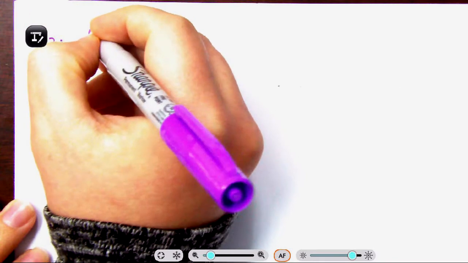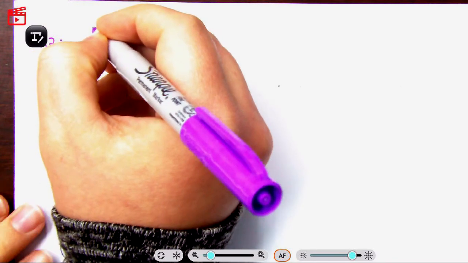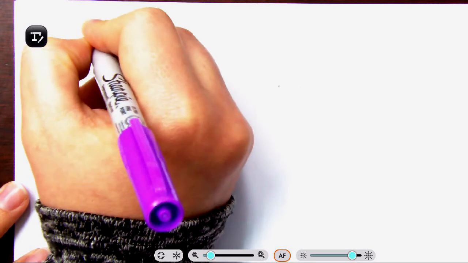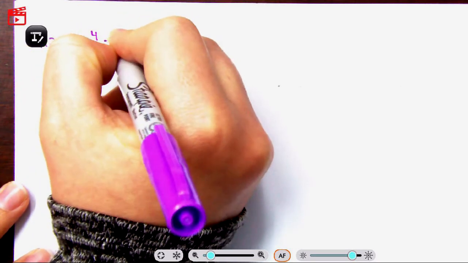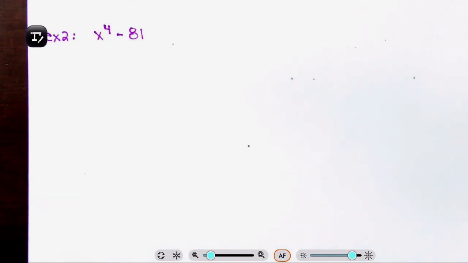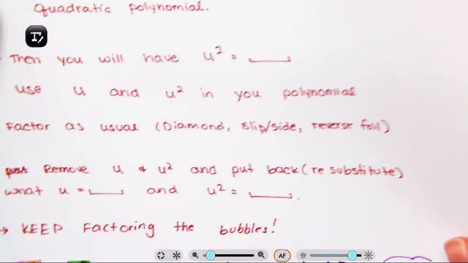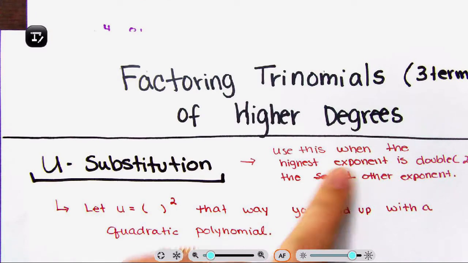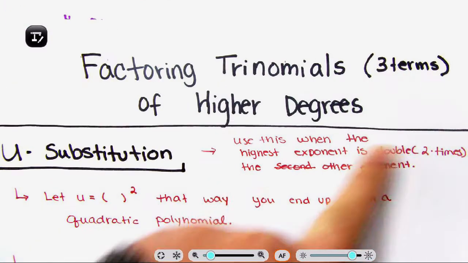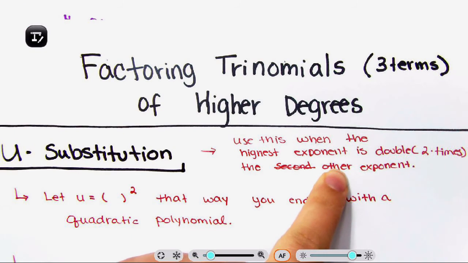Let's do x to the 4th power minus 81. Again, we can still do U substitution. The steps are going to be a little bit different though, because I said here, use this when the highest exponent is double the second or the other exponent.